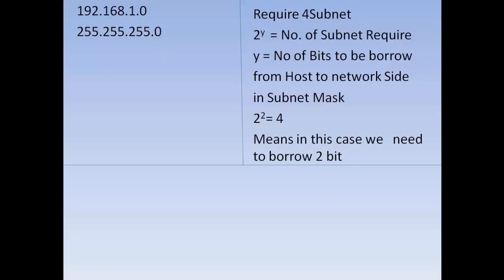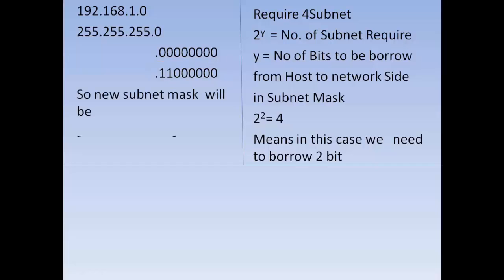Okay, so the default subnet mask is this one. I need to borrow 2 bits, so I borrow 2 bits here, from the host to the network side. So what will be the new subnet mask here? It will become 255.255.255.192.